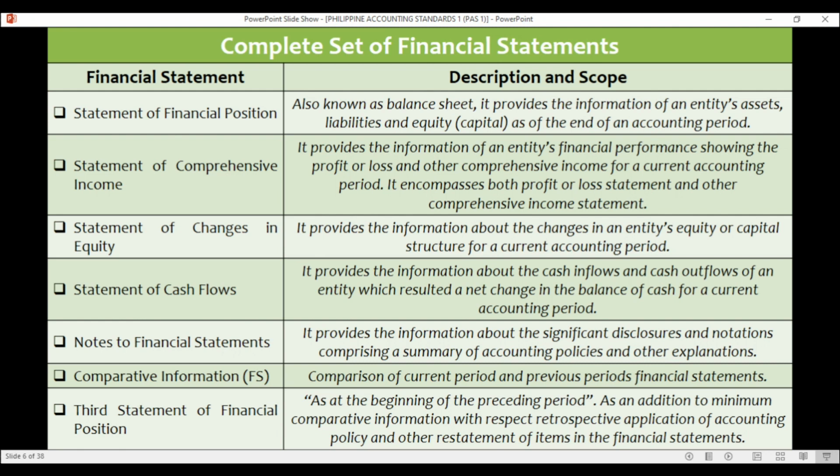Statement of comprehensive income provides information about an entity's financial performance for a current reporting period. Okay? Showing the profit or loss and the other comprehensive income for that concerned accounting period. Okay? For that current accounting period. So it encompasses both the profit or loss statement and other comprehensive income statement. So don't be confused. When we say comprehensive income, okay, we mean the profit or loss and the other comprehensive income already. So statement of comprehensive income, two statements. Profit or loss statement and other comprehensive income statement.